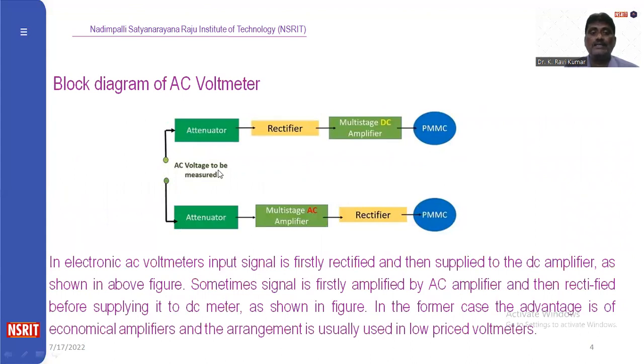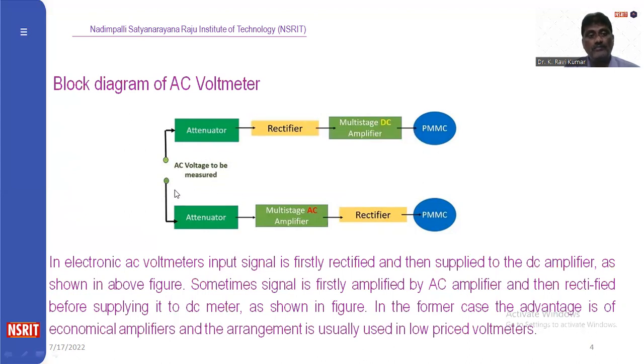Here we are applying the AC voltage to be measured. The attenuator is used to control the input voltage. Then we are using a rectifier, which will convert the AC signal into DC. We are also using a multi-stage DC amplifier to amplify this signal, and we are connecting this to the permanent magnet moving coil.